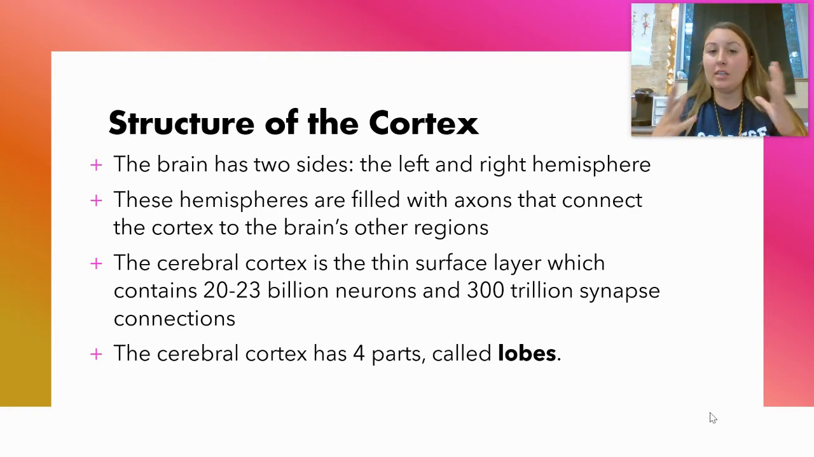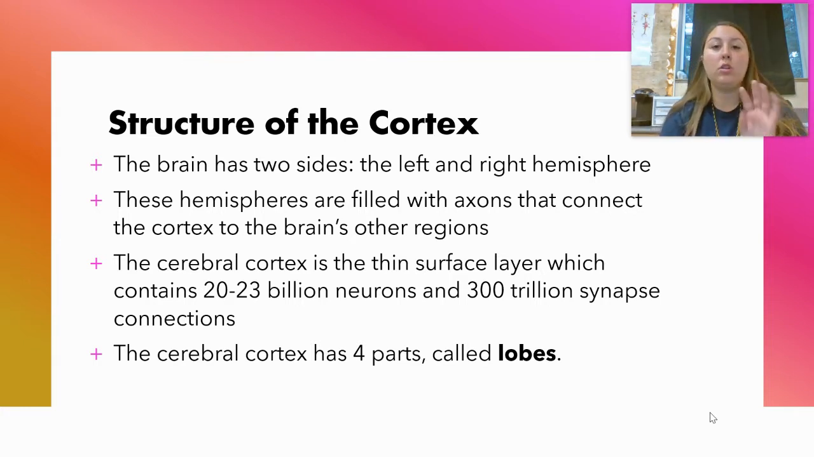And the cortex has two sides. We have a left hemisphere and a right hemisphere. And these hemispheres are filled with axons that basically connect the cortex to the brain's other regions, like the ones we've talked about in our previous modules, so the limbic system and the older brain structures. Now, our cerebral cortex is a thin layer which contains about 20 to 23 billion neurons and 300 trillion synaptic connections. And our cerebral cortex has four parts.